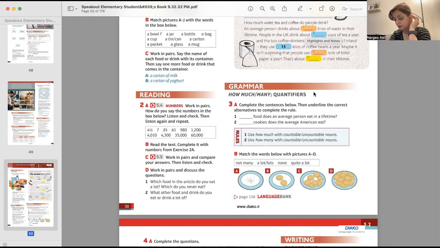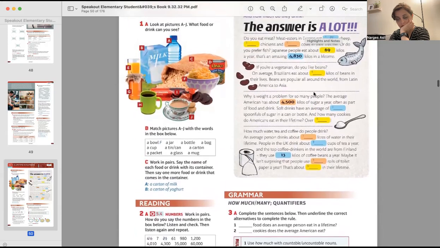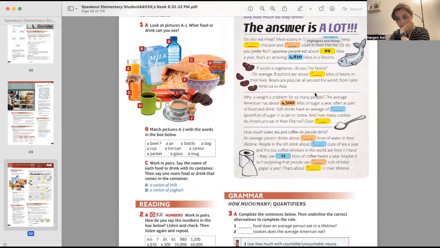Why is weight a problem for so many people? The average American has about 4,500 kilos of sugar a year, often as part of food and drink. Soft drinks have an average of 7 spoonfuls of sugar in a can or bottle. And how many cookies do Americans eat in their lifetime? Over 35,000.